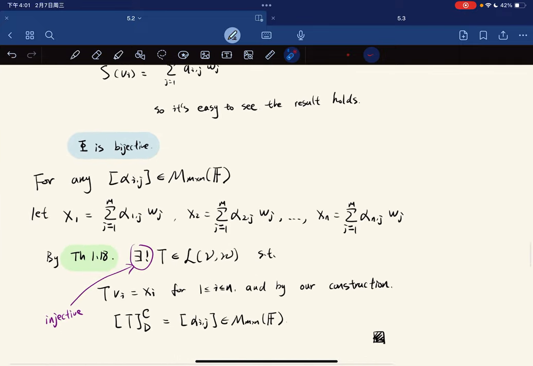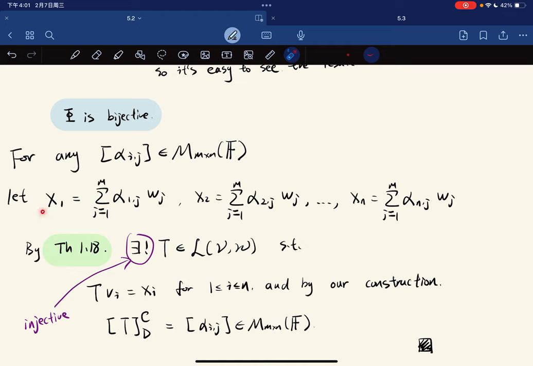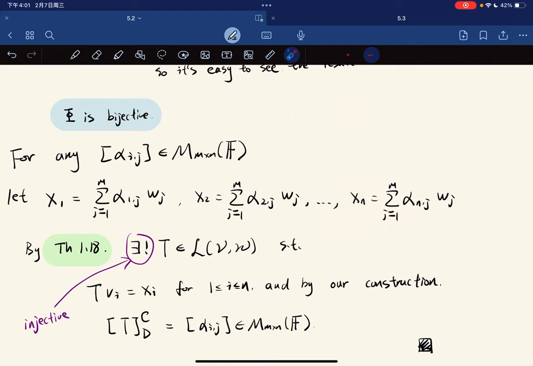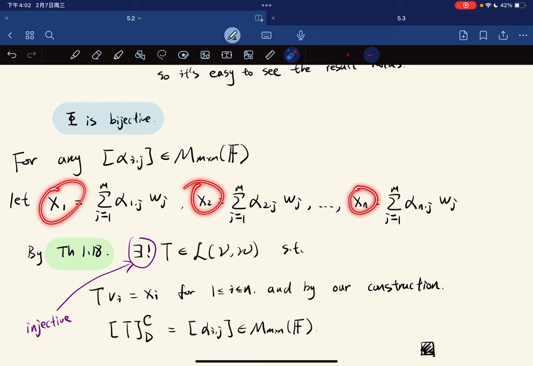So for any matrix, we let X1 to be this. Okay, so X1 is alpha 1,1, alpha 2,1, up to alpha m,1. Then with these scalars, we take the sum alpha 1,1 w1 plus alpha 2,1 w2 plus up to alpha m,1 wm, and define this to be x1. So we do this for each column. We run through all the columns. There are n columns, right? Because you have m here and then you have n here. So you run through all the columns, and you have n vectors.